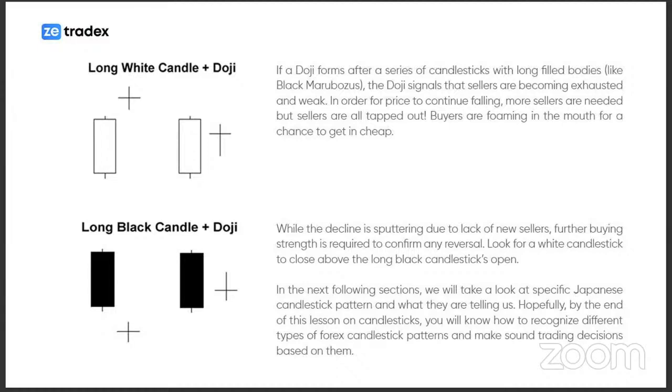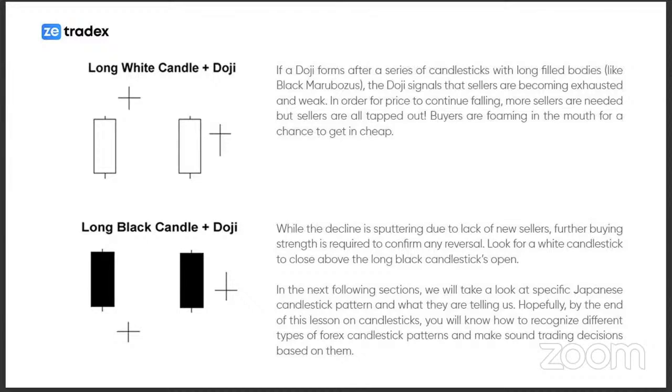And the same applies for a downward candle, which has a doji appear next to it. While the decline is sputtering due to lack of new sellers, further buying strength is required to confirm any reversal. We look for a white candlestick to close above the long black candlestick's open.